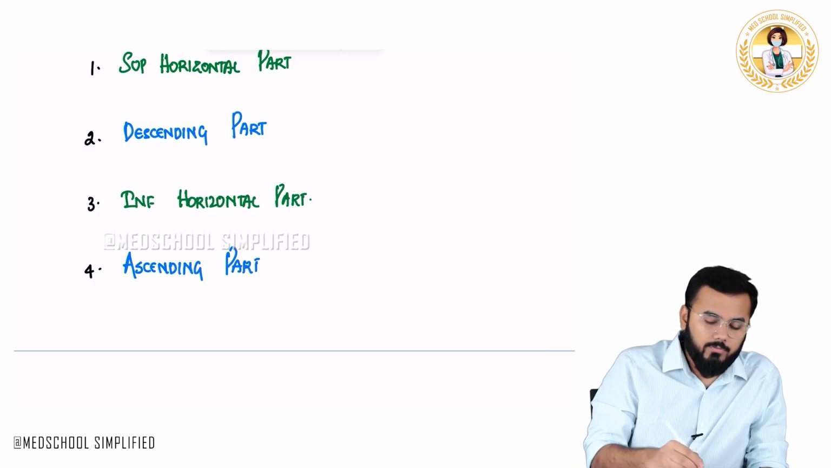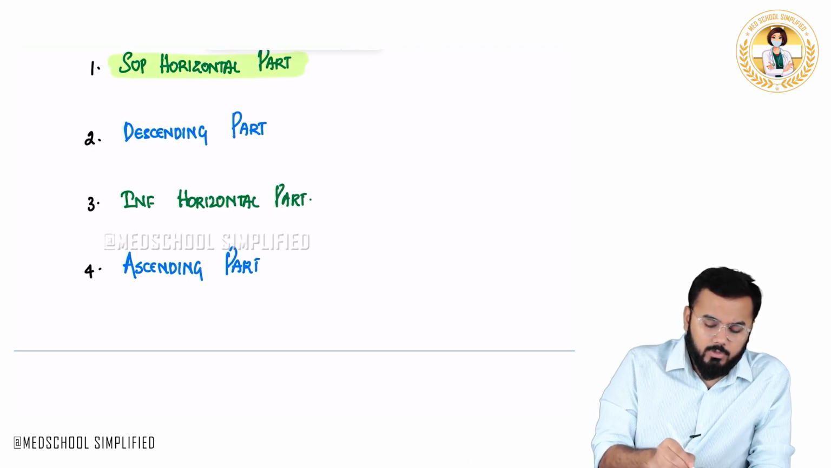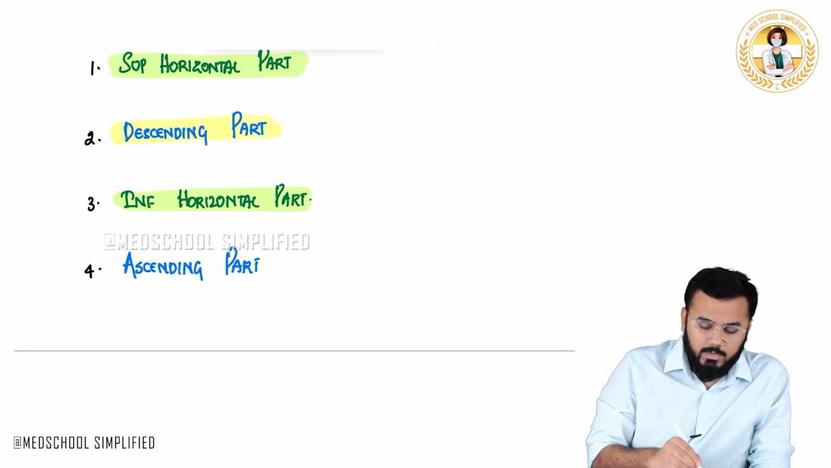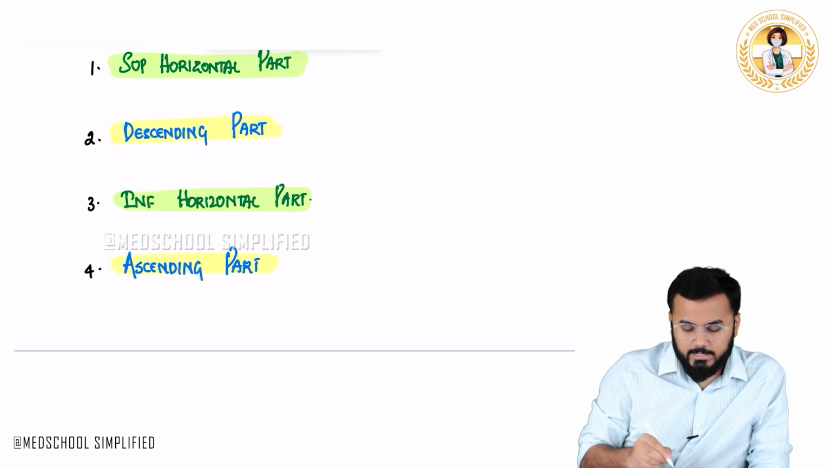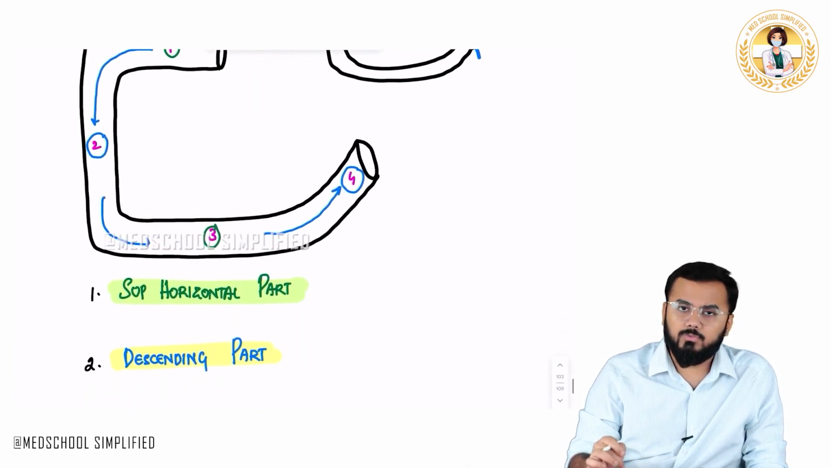So how many parts have we got? We have got 4 important parts. One is the superior horizontal part. We have the inferior horizontal part. The second part is the descending part and the fourth part is the ascending part. So these are the 4 important parts which we have got.